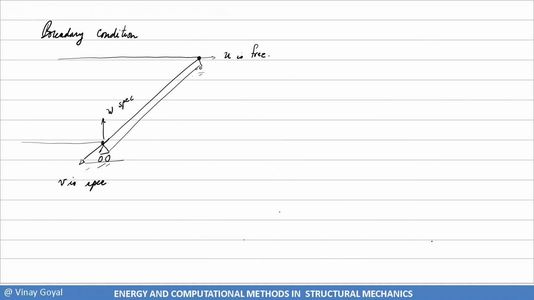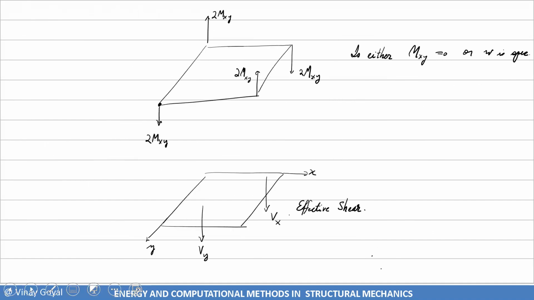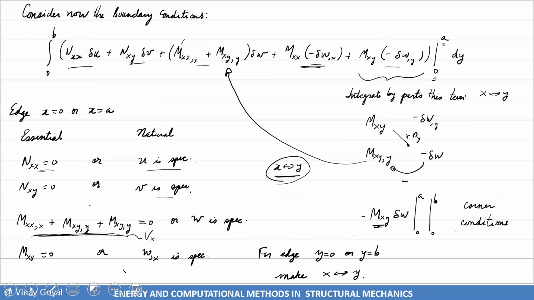And I can keep getting fancy. I can put the plate on a roller that goes like this. It can move in all directions. So clearly u is free, v is free, but w is known, and w prime, the slope, is free. So then you can go back to your boundary conditions and examine that to really understand what is going on.